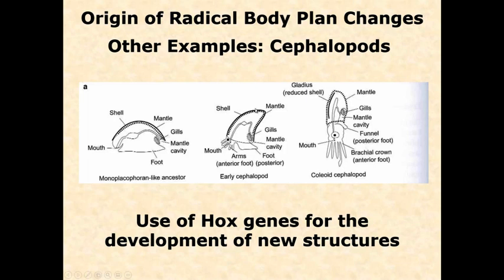Now, cephalopods have a dramatically different body shape and way of life than the rest of the mollusks. The earliest mollusks looked like monoplacophorans. Now, they're still around. You probably don't know them. They're not very complex. They have a very simple shell without much structure, but it is hard. Calcium carbonate, it protected them.